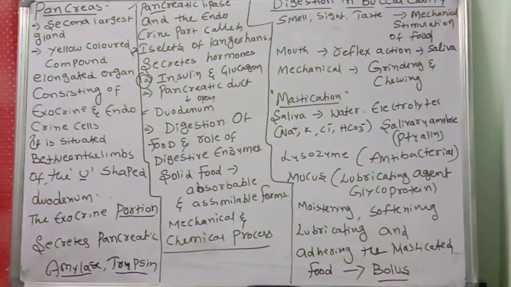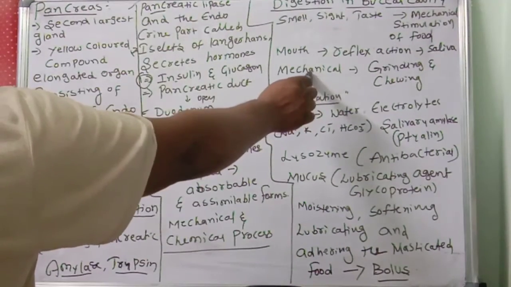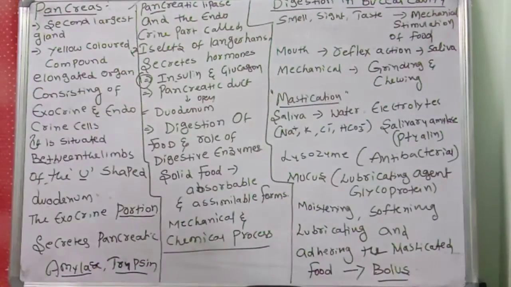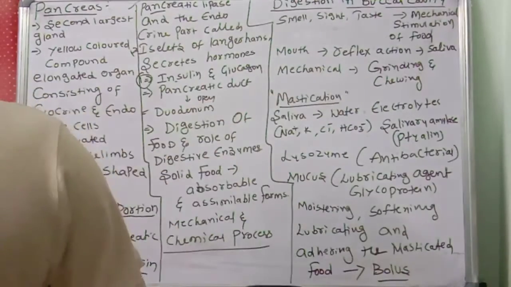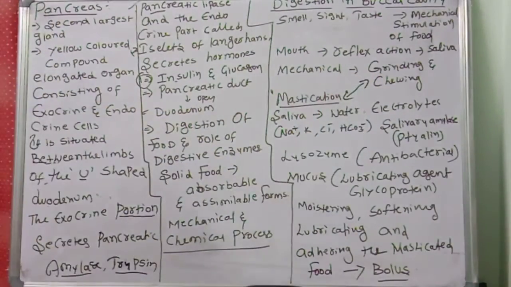So what is a mechanical process? Mechanical digestion starts in the mouth by grinding and chewing of food. What do you call the grinding and chewing of food? What do you call that process? Mastication. So grinding and chewing of food is called mastication.